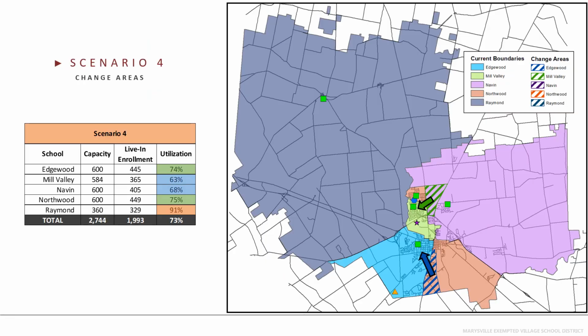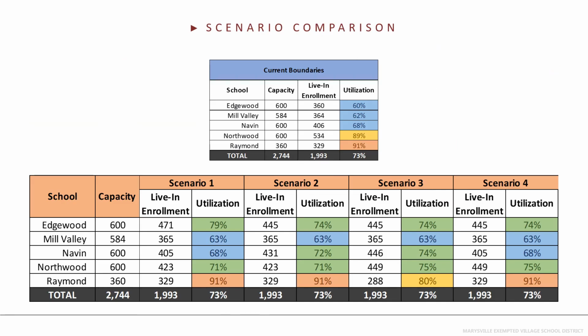The map on the right shows the areas that change in this scenario. As before, Cooks Point will be going to Mill Valley, and the western portion of the Northwood boundary will go to Edgewood. The tables on this slide show the current boundaries as well as all 4 scenarios. Feel free to pause this video to compare each scenario to the current boundaries.